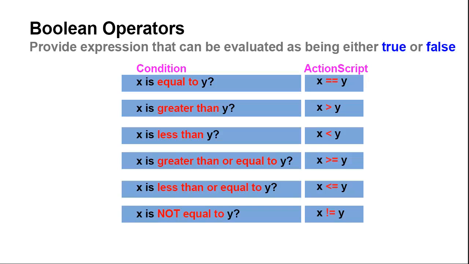Now we might have, is x equal to 5? So it might be a container on one side and a literal value on the other side, on the right hand side. In each case, whether the condition is true or false will determine which fork of an if-else structure we execute.